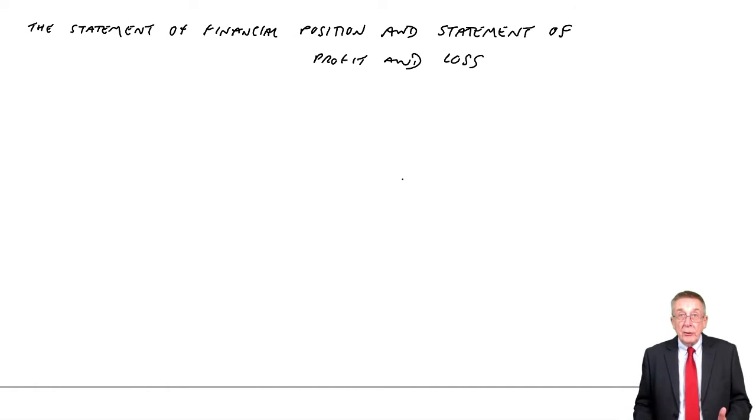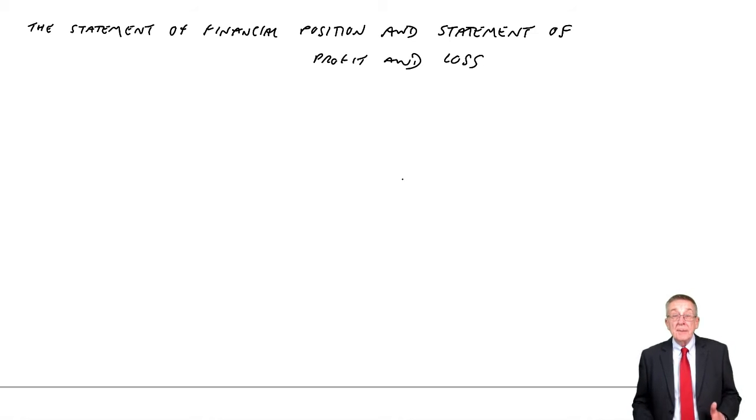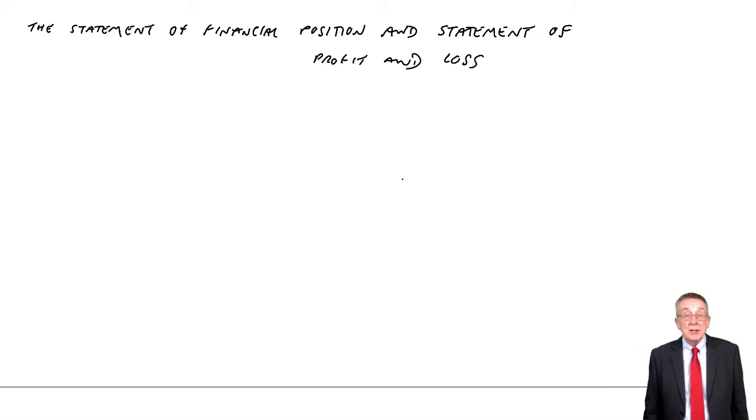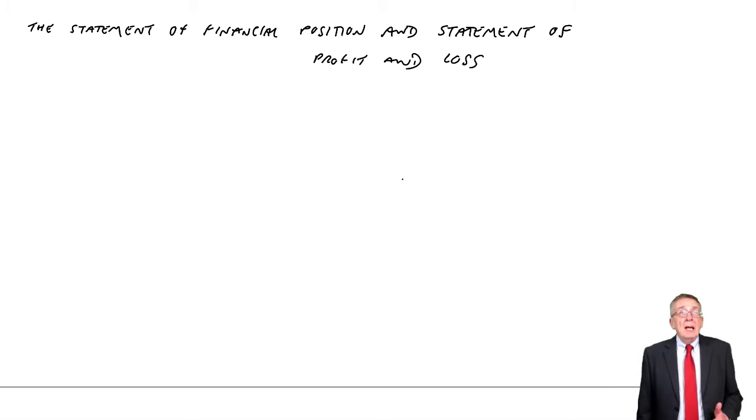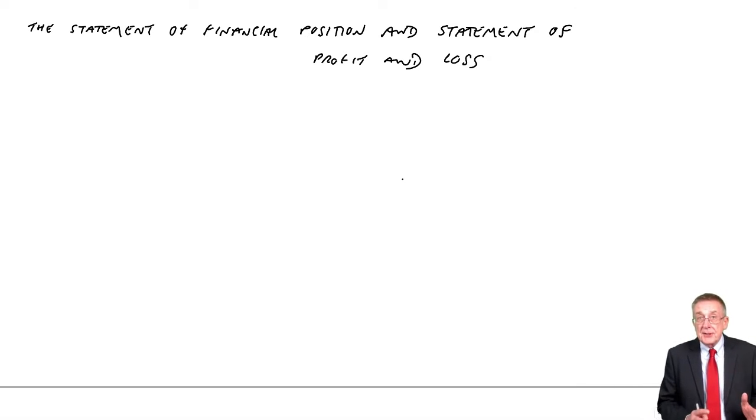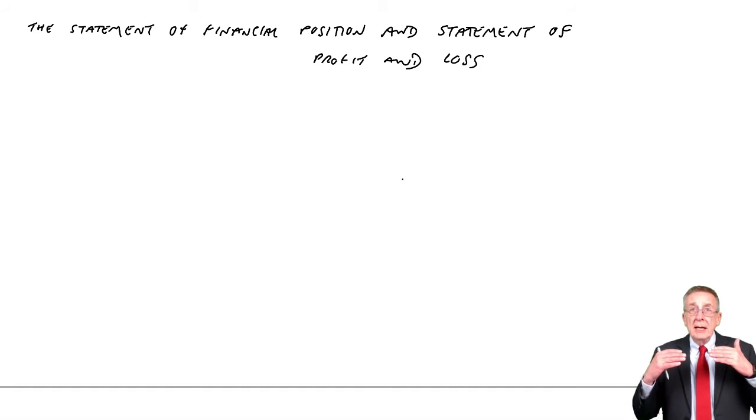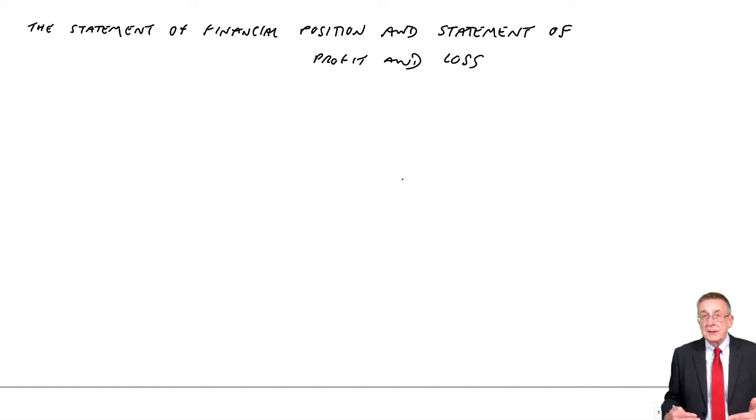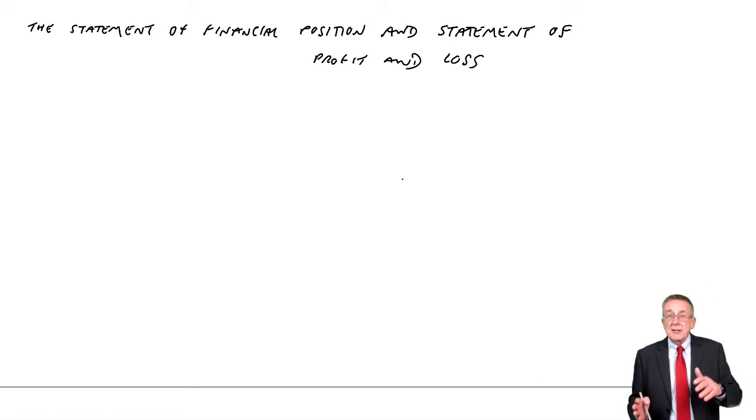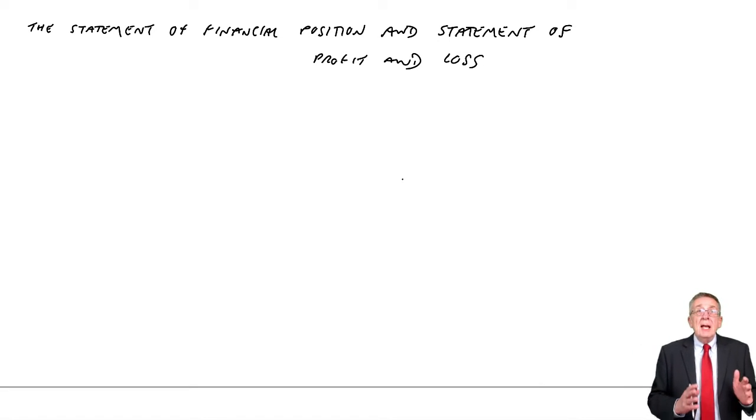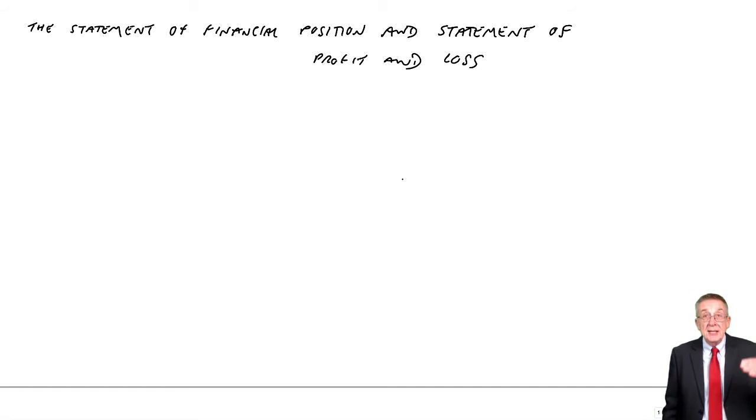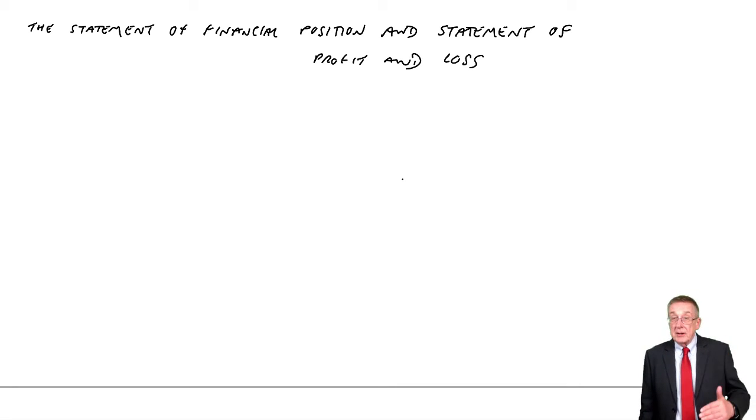Okay, this is the fourth and final lecture on the chapter on Statement of Financial Position, Statement of Profit or Loss. I hope you've watched the earlier ones, but in the first of the lectures, I went through a simple example looking at the effect of transactions. Every transaction had two effects, and after each transaction we did produce effectively a statement of financial position. We listed the assets and we listed what the business owed.